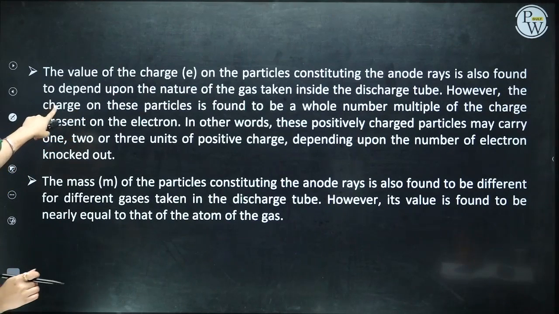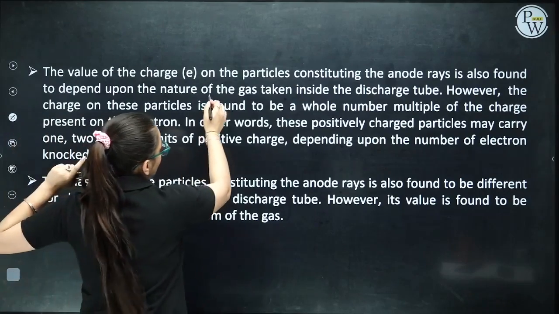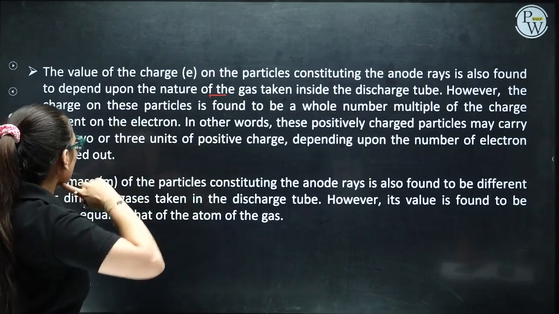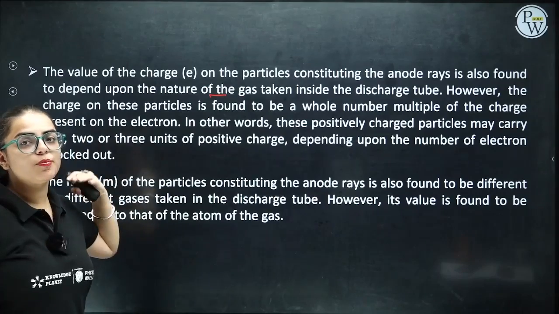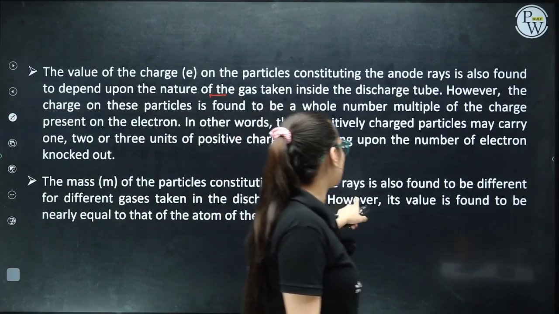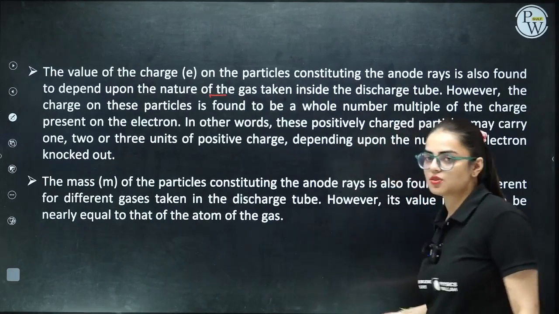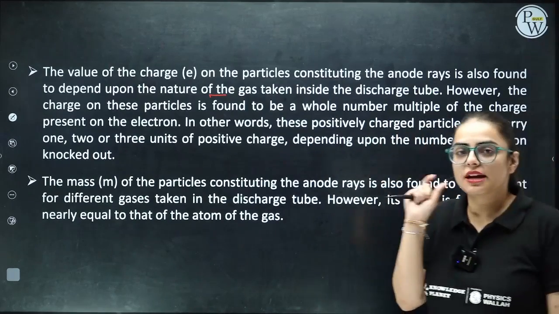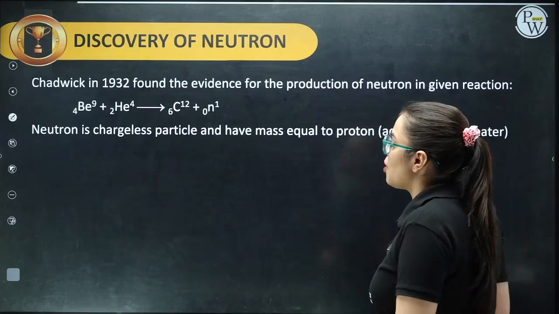Now, students, the next property they are telling you about: the value of the charge on the particles constituting the anode ray is found to be dependent upon the nature of gas that you are taking inside the discharge tube. Moreover, it depends upon the number of electrons that are knocked out. The mass of the particles constituting the anode ray is also found to be different for different gases because charge by mass ratio is different. So yes, that is also a different value. These are the properties that you should know.